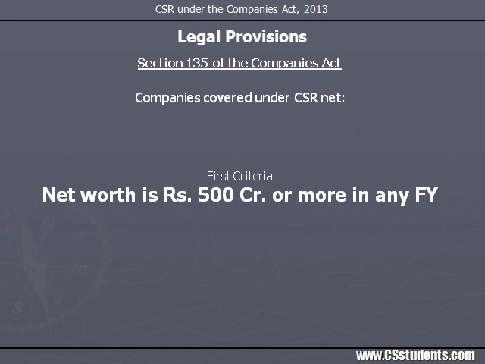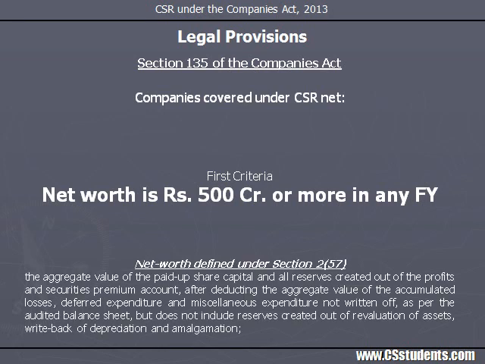Now the question is, what is the definition of net worth for this purpose? Section 2 subsection 57 provides the definition of net worth. As per this section, the net worth means the aggregate value of the paid-up share capital, and all reserves created out of the profits and securities premium account, after deducting the aggregate value of the accumulated losses, deferred expenditure and miscellaneous expenditure not written off as per the audited balance sheet, but does not include reserves created out of revaluation of assets, write-back of depreciation and amalgamation.